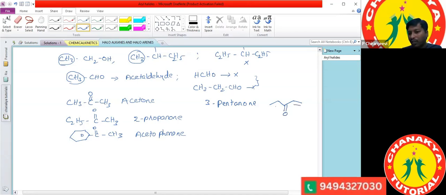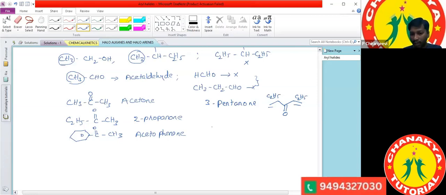this side also we have a C2H5 group. There is no methyl group. Both sides C2H5. That's why it does not give the positive iodoform test. So whenever it has the methyl group, then only it gives us a positive iodoform test.